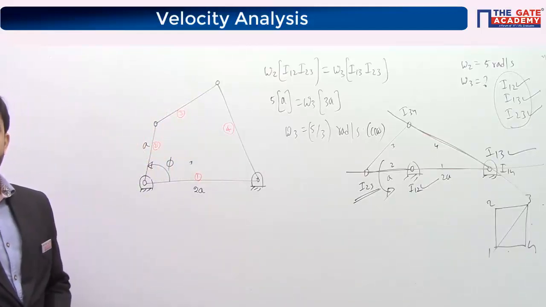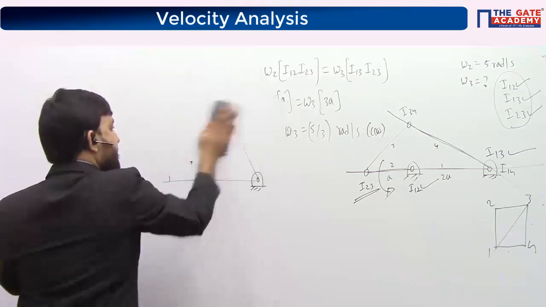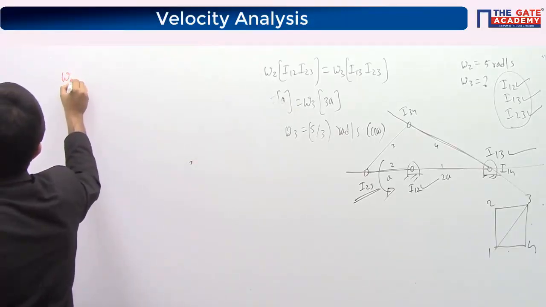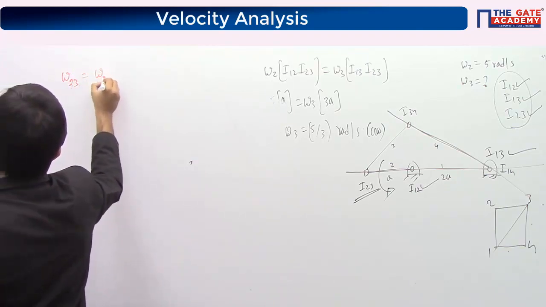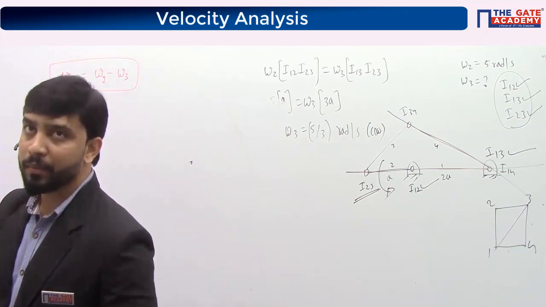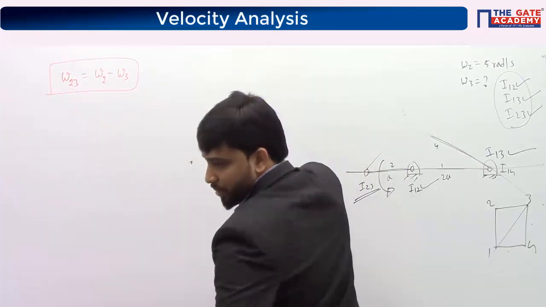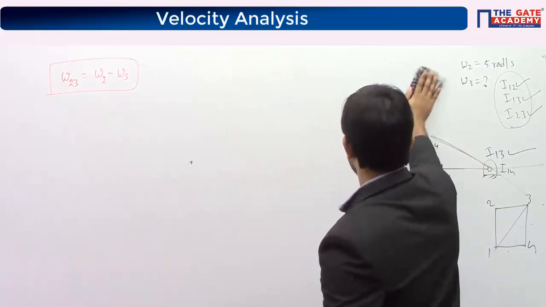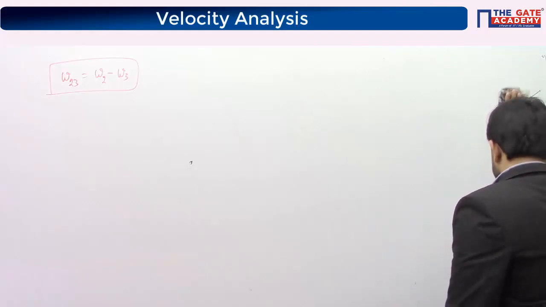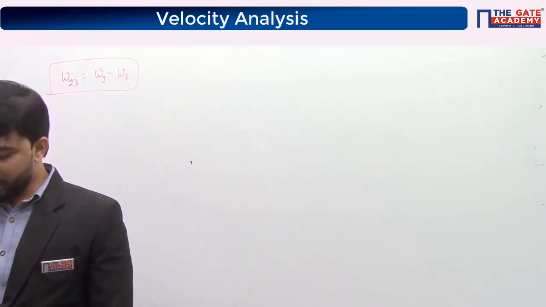Find the relative velocity of link 2 with respect to link 3. So he's asking us to find the relative velocity between two links. Relative velocity of 2 with respect to 3 means: what is the velocity of link 2 with respect to link 3? If you stand on link 3 and observe link 2, what will be the velocity of link 2? That is the question, okay?